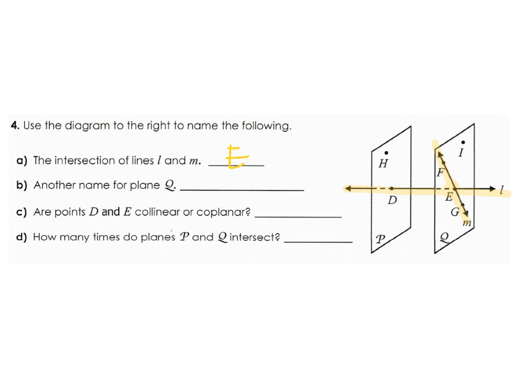Oops, sorry about that. There we go. Another name for plane Q. Plane Q is this plane right here because we've got this capital Q. Another name for it, we want to use 3 capital letters, 3 points that are non-collinear that lie on the plane. So we want to say IFE or IFG or IEG. All of those different combinations would work. They just have to be non-collinear, so you have to use I and then any 2 of the letters that lie on line M. So we're going to say plane IFE.